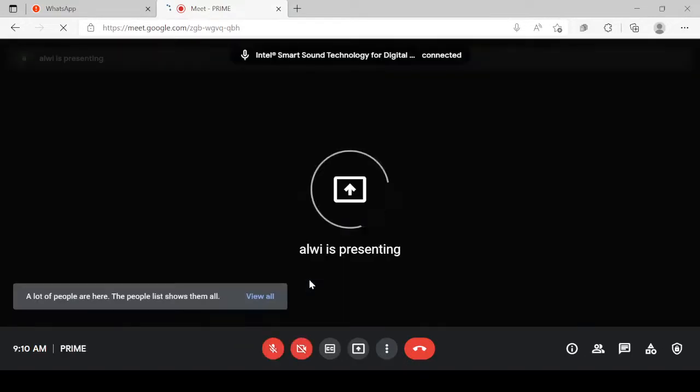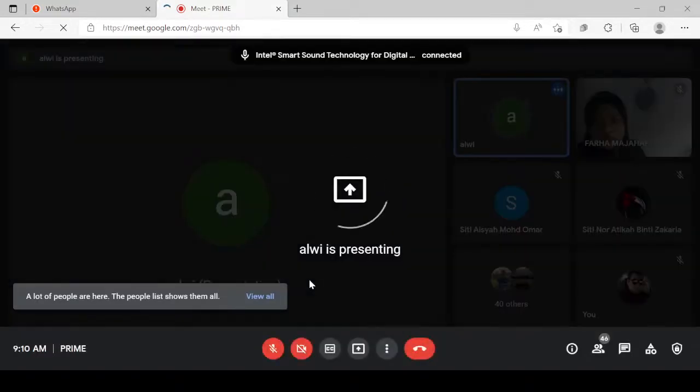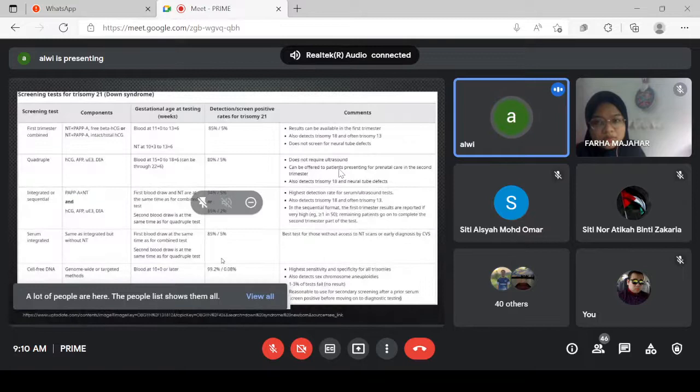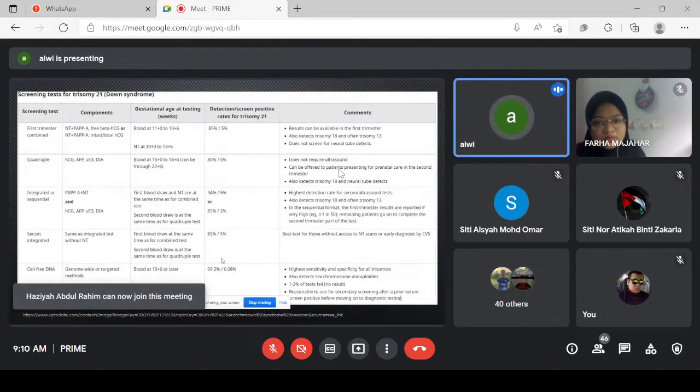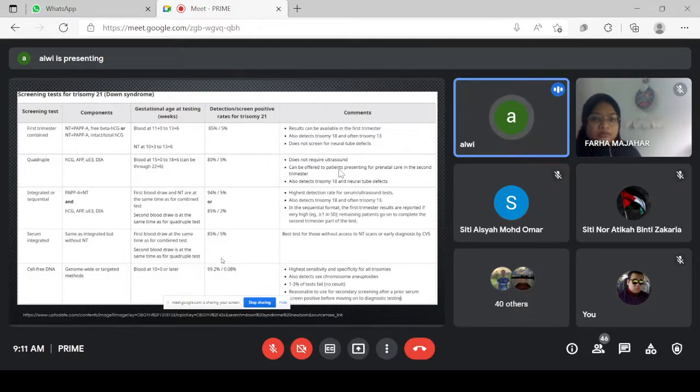So there are markers that can suggest the presence of Down syndrome in the fetus. For example, beta HCG, AFP, and also the nuchal thickening by scan and so on. And the diagnosis can be done by CVS, for example, or amniocentesis. It depends on the age of the conception of the pregnancy.